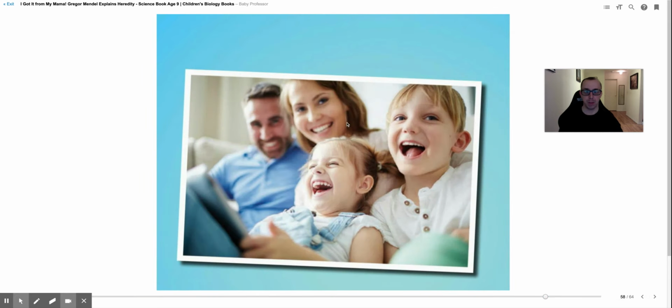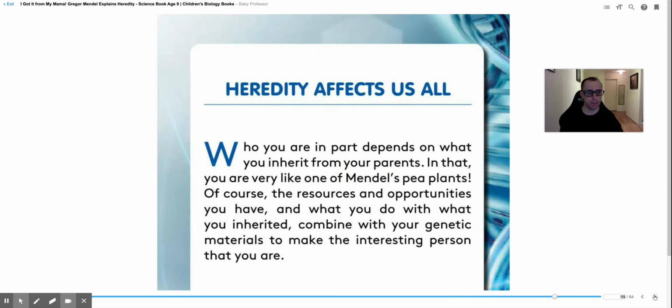Here is a family of people. If you look, the father has browner hair, the mother a little bit lighter blonde, and the children were born here with blonde hair, which is a more recessive trait. Heredity affects us all. Who you are in part depends on what you inherit from your parents, and you are very like one of Mendel's pea plants. Of course, the resources and opportunities you have and what you do with what you inherit combine with your genetic materials to make the interesting person that you are.